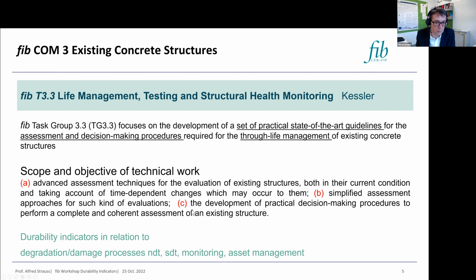They just released, or rather it is approved but will be published soon, the bulletin of the 3.3. I think the name is Life Management, like the task group. It will be published, I think, at the beginning of next year, and is now in the printing process. So you will find non-destructive and semi-destructive monitoring, assessment and management in this bulletin as well.